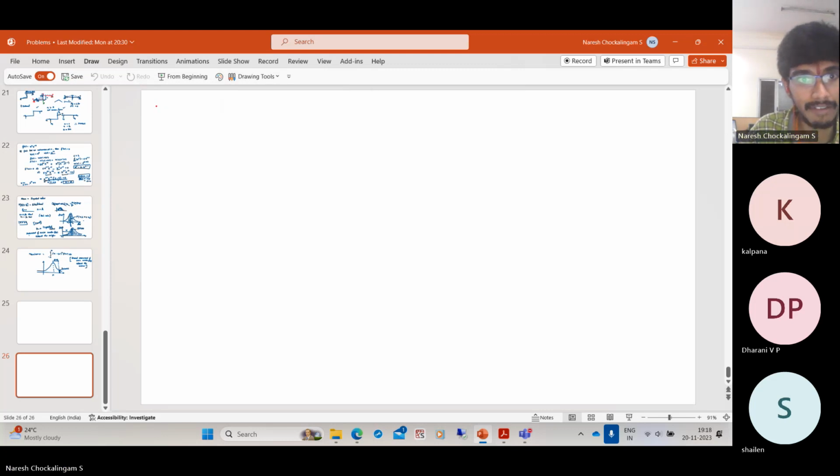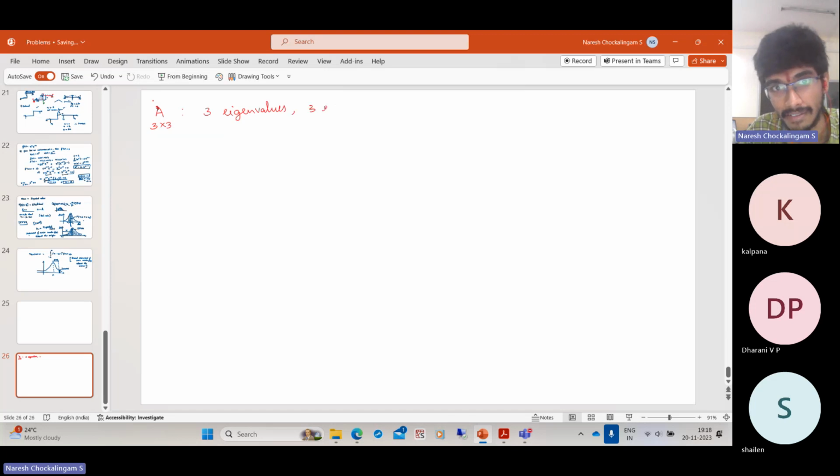So we have a real matrix which is 3 cross 3. What do we know if it is a 3 cross 3 matrix? It has 3 eigenvalues and 3 eigenvectors, hoping that it is diagonalizable. So assuming it is diagonalizable, we'll have 3 eigenvalues and 3 independent eigenvectors corresponding to them. This includes repeated also.